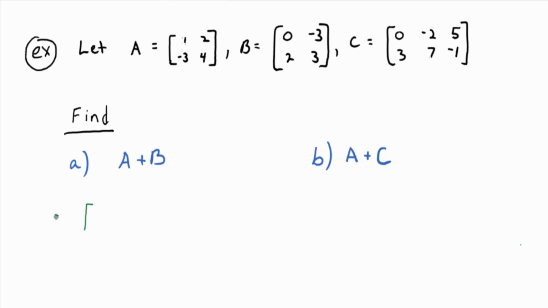So A plus B, by the way, we use capital letters usually to represent matrices. Lowercase letters usually represent just single real numbers or a variable range of real numbers. So A plus B, now let me write this out since this is the first time we've defined it, is going to be 1 plus 0 for the upper left-hand entry, 2 plus negative 3 for the upper right-hand entry, negative 3 plus 2, lower left, and 4 plus 3, lower right.